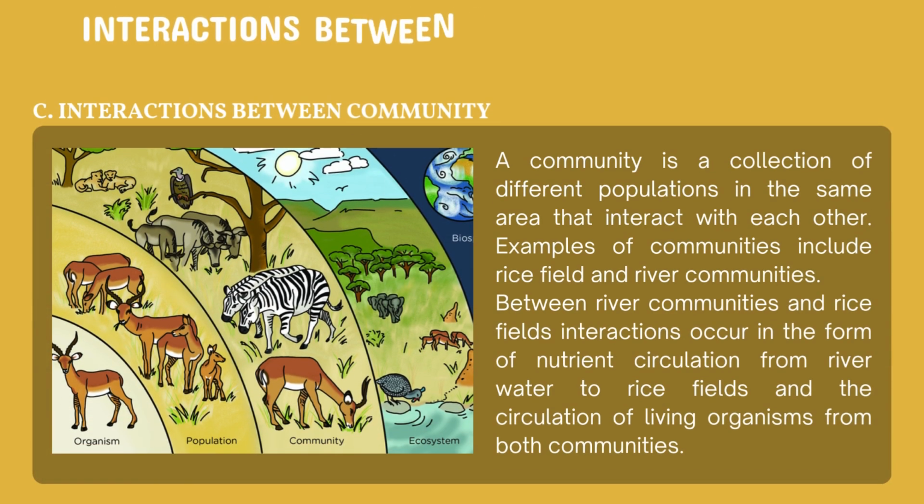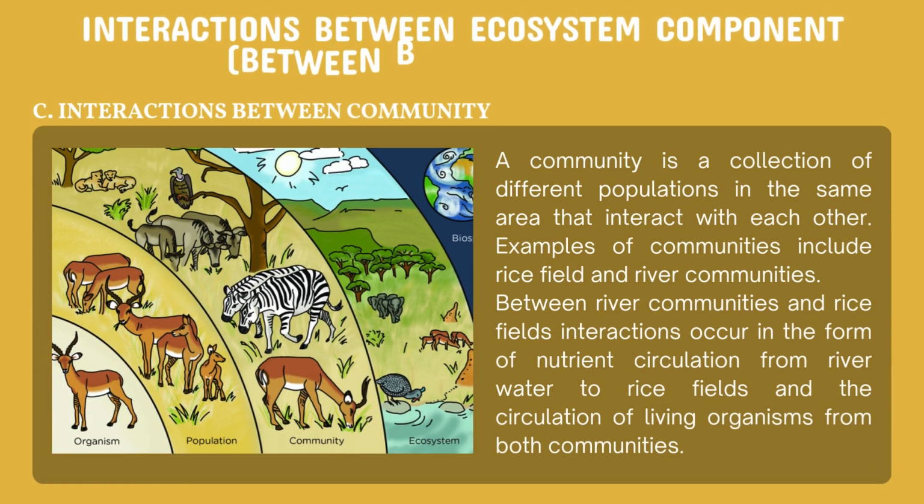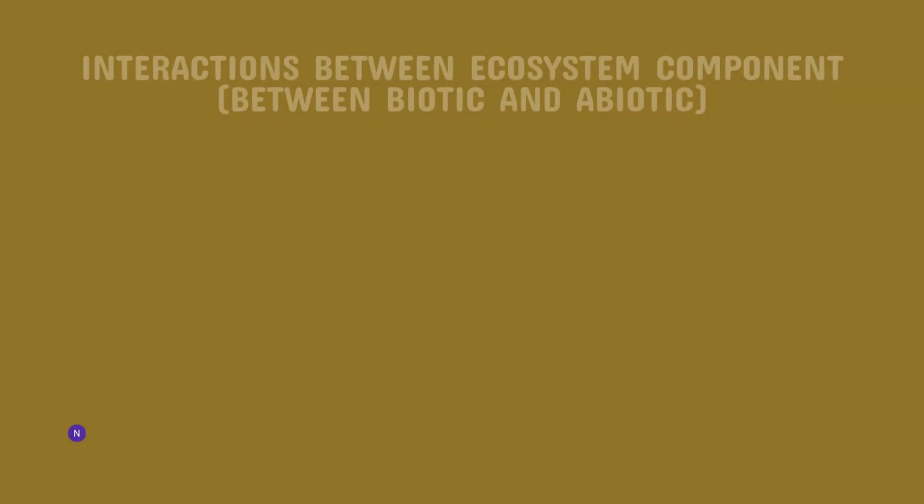And the third is interaction between communities. A community is a collection of different populations in the same area that interact with each other. Examples of communities include rice field and river communities.